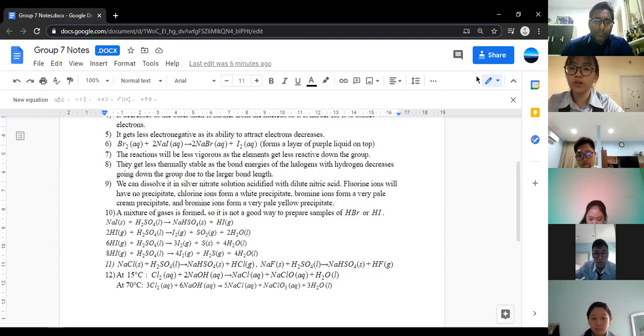However, when you're using a hot alkali, which is at 70 degrees Celsius, you will be getting sodium chloride, sodium chlorate, and water. And if you can notice, even though the names are quite similar, for the sodium chlorate at the hot alkali, there's a subscript 3, which shows you that the oxidation state of the chlorine is different in that reaction compared to the one before.